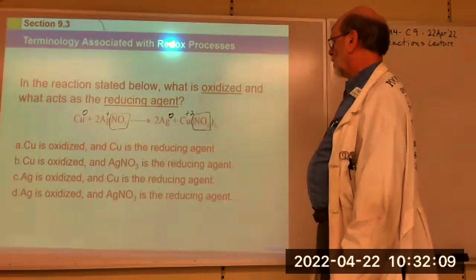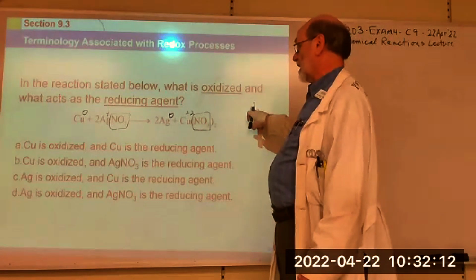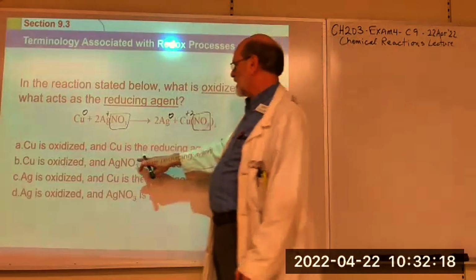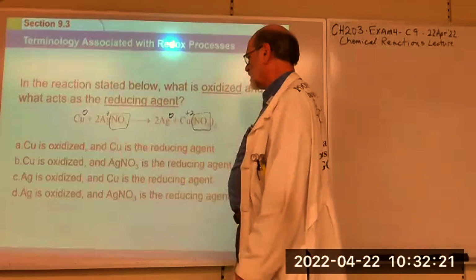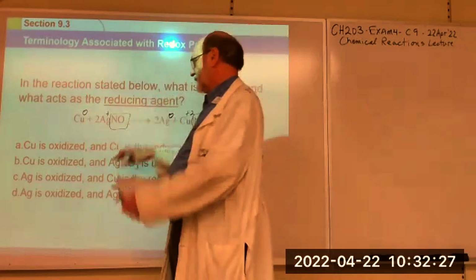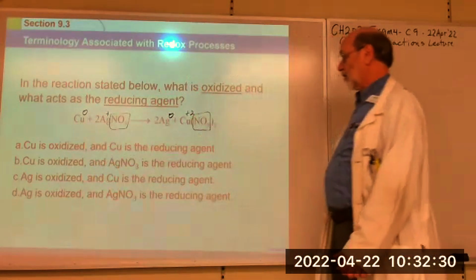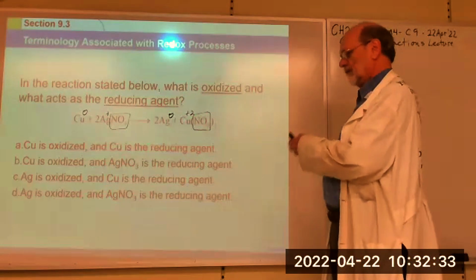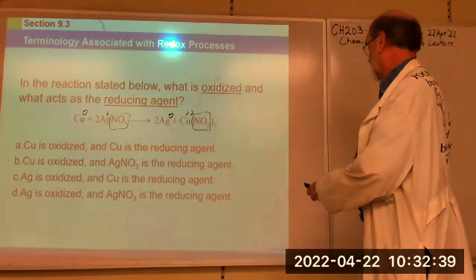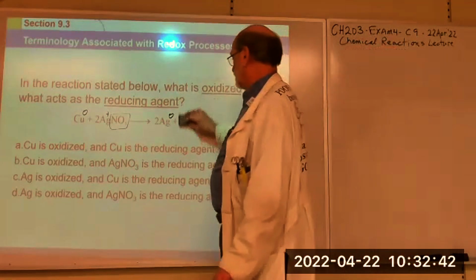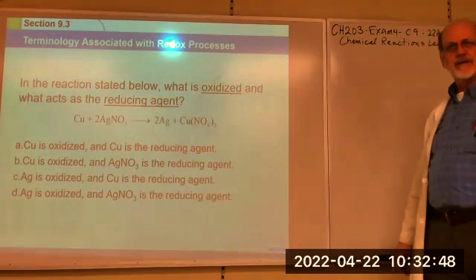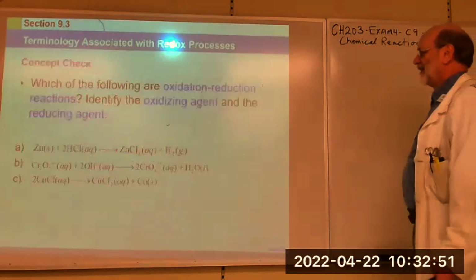What is oxidized? Copper is oxidized. Right? So it's either this one or this one. And it says silver nitrate is the reducing agent. Silver nitrate's the reducing agent. Oh, the top one's red. Excuse me. Yeah, okay. I'm colorblind. All right. So copper's both of them. Did I confuse anybody? Okay. Confused myself.